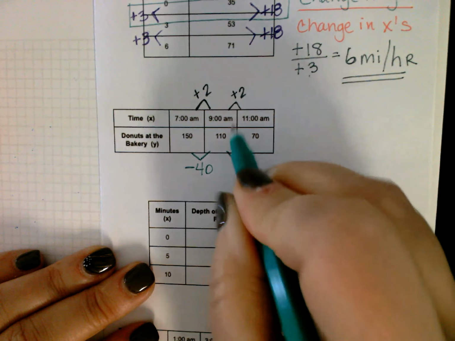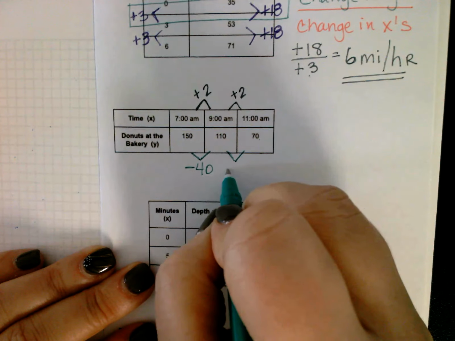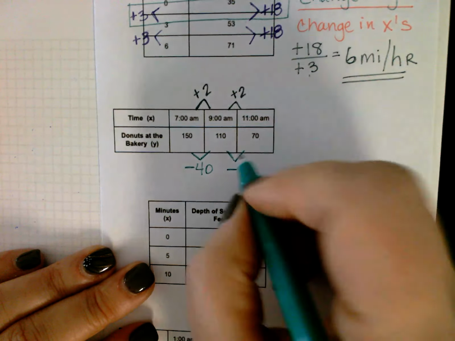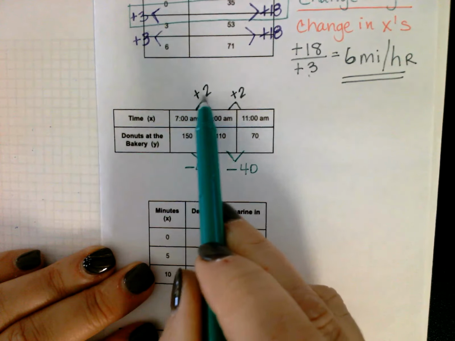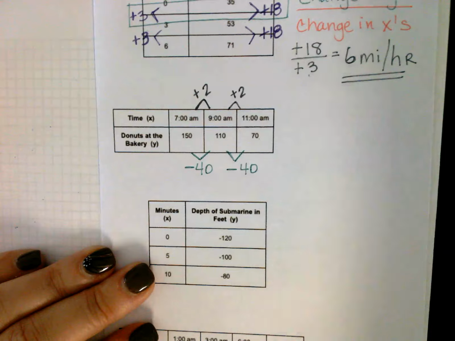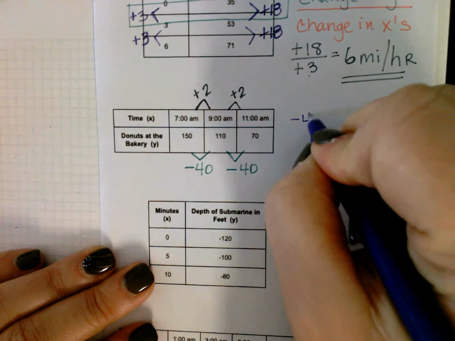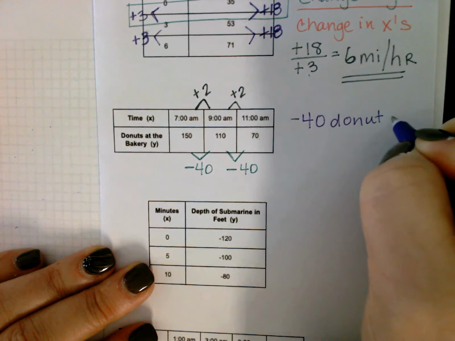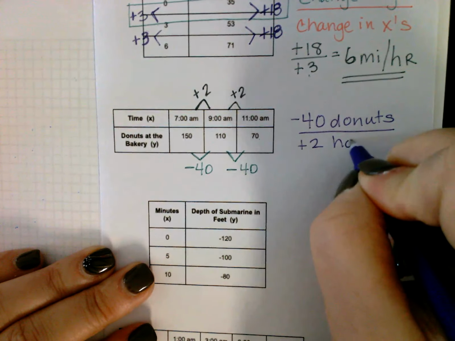Then we're going to compare those. We start at 110, but we go down to 70. So I know it's a decrease, so negative or subtraction there. And then I subtract and I get 40 again. Well, they have constant numbers in our x's and y's. So we will do the change in y, negative 40 donuts over positive 2 hours.